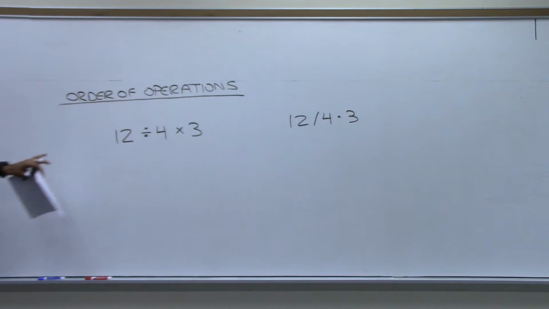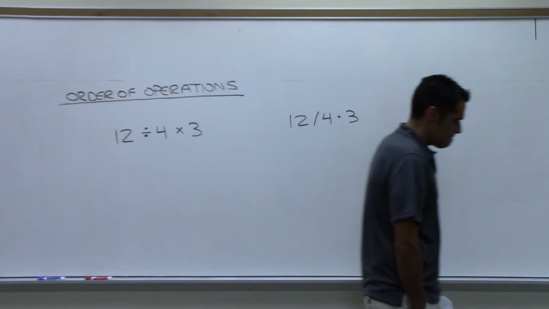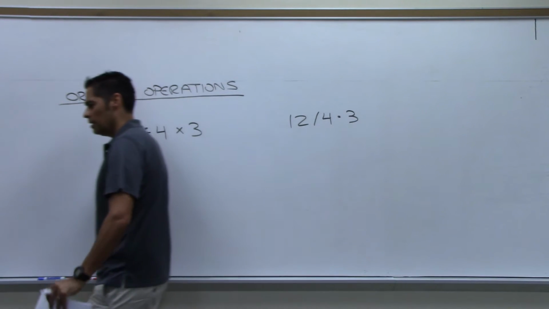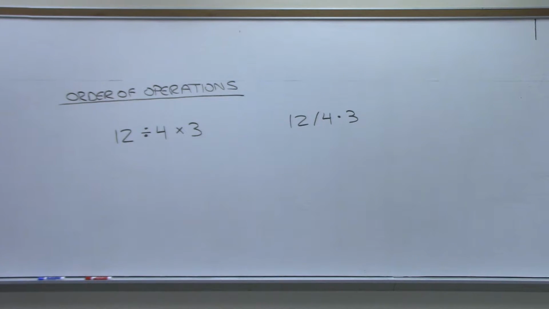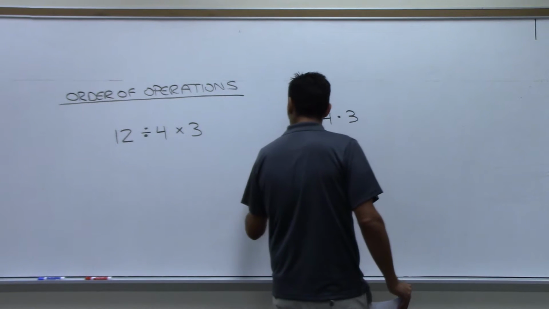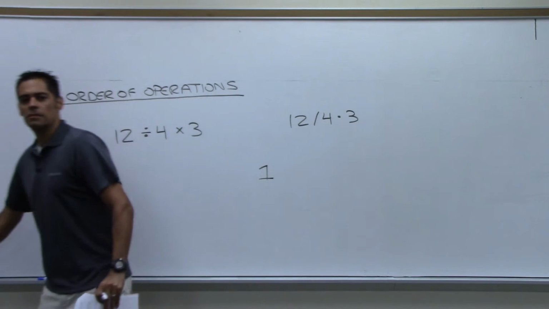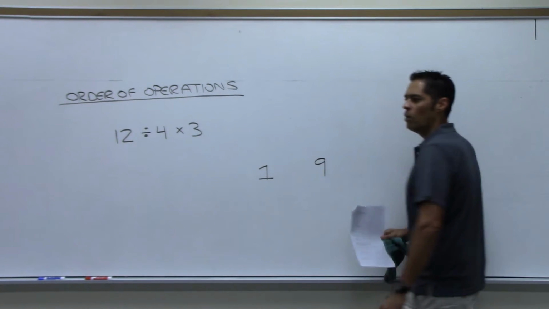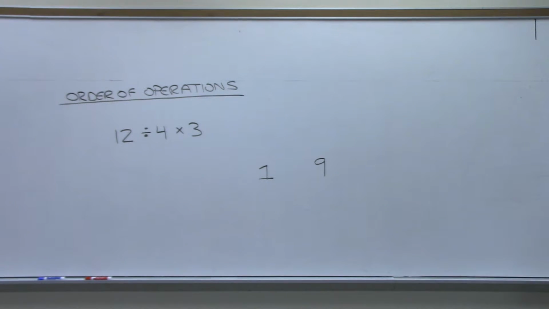I want you to do 12 divided by 4 times 3. Everybody there? Everybody have an idea? Okay, so I'm not going to hold this against you at all if you get this wrong. Anybody want to tell me what they got? 1, okay, that's a very common answer. That's a 1. And yeah, the other one I always hear is 9. 1 and 9. Anyone get something else? Okay. You should get 1 or 9, all right?